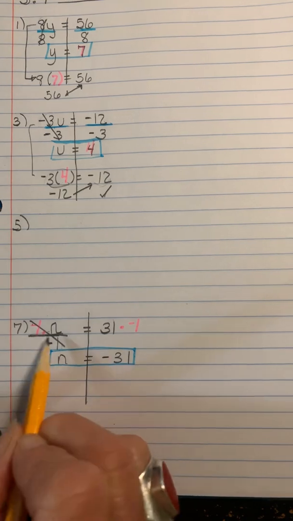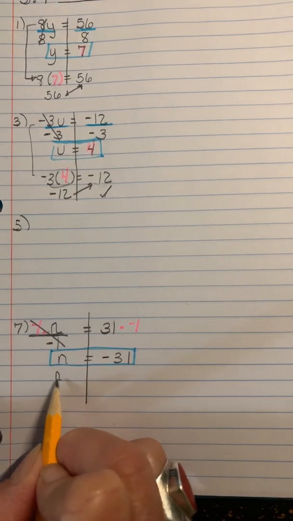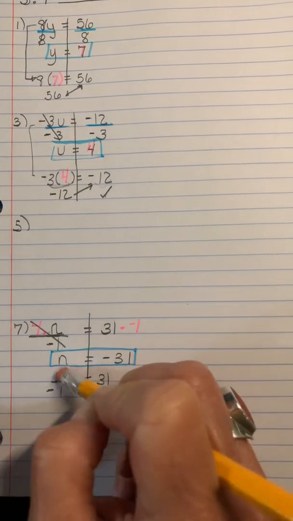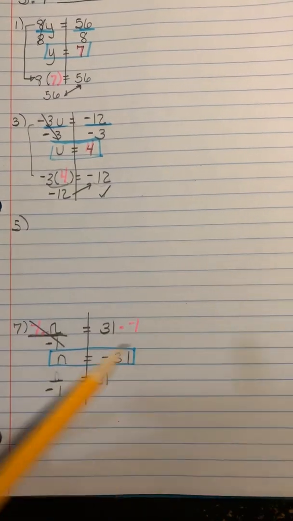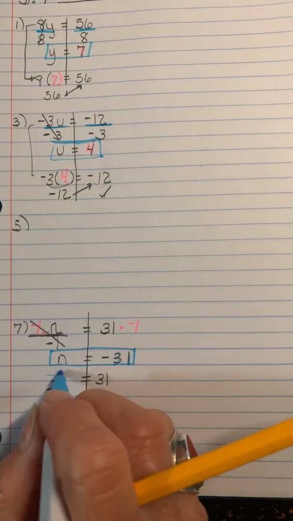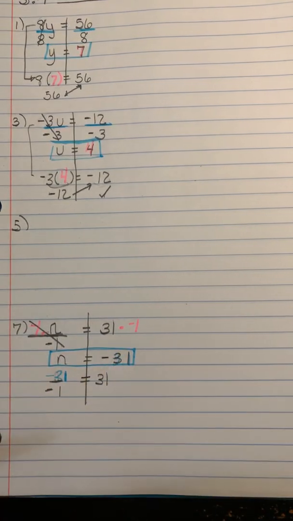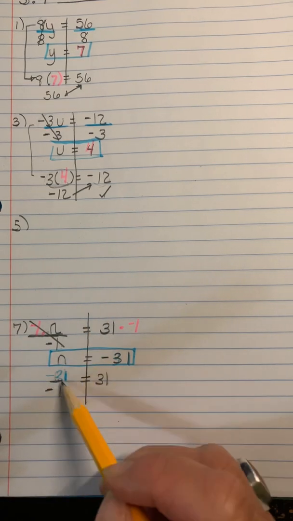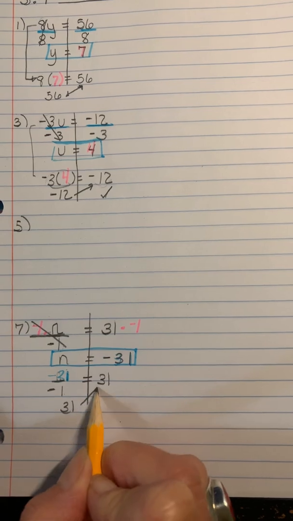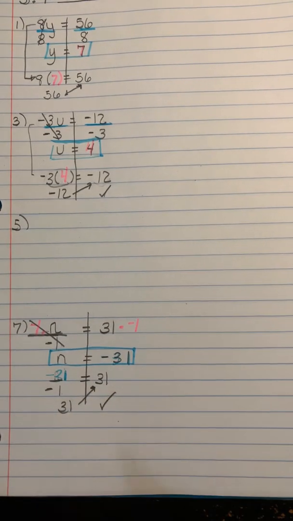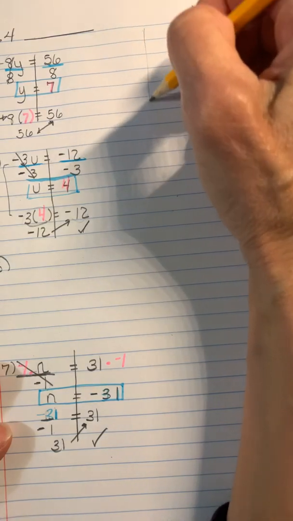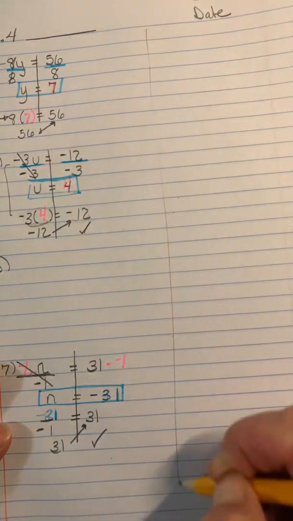Go ahead and check it into the original problem, which was n divided by negative 1 equals 31. But instead of n, I'm going to substitute what n is, which is negative 31. Negative 31 divided by negative 1 is positive 31. And 31 equals 31. It checks.